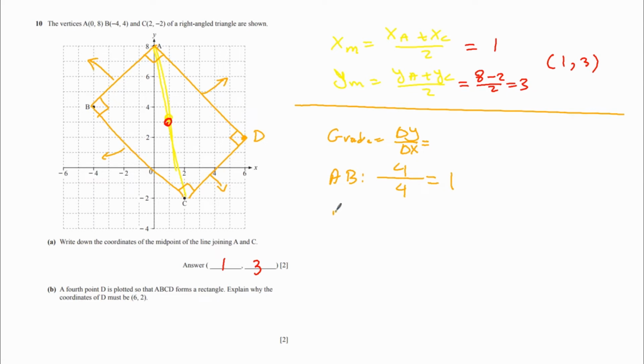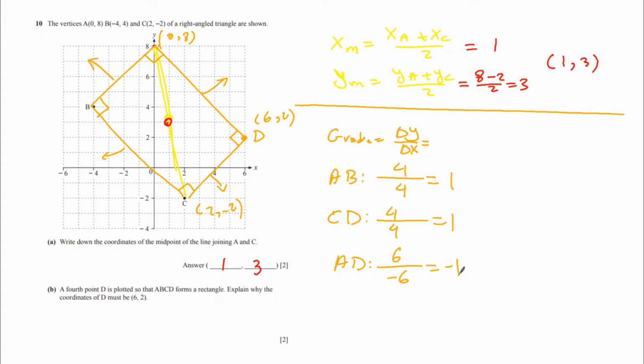For CD, D is 6 and 2, and we know that C is 2 and minus 2. So change in y is 2 minus minus 2, which is 4. Change in x is 6 minus 2, which is 4, so the gradient is 1. So as we were expecting, AB and CD are parallel because they have the same gradient. If I look at the gradient of AD, A is 0 and 8. So change in y would be 8 minus 2, which is 6, and then change in x is 0 minus 6, which is minus 6. So this would be minus 1.